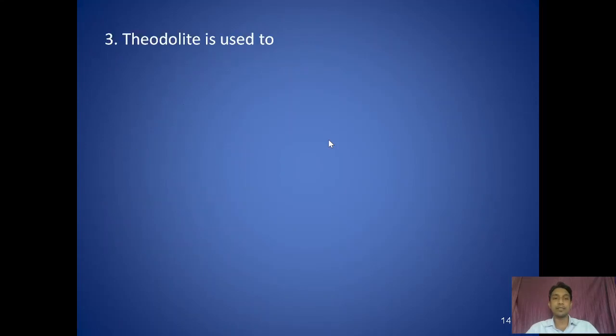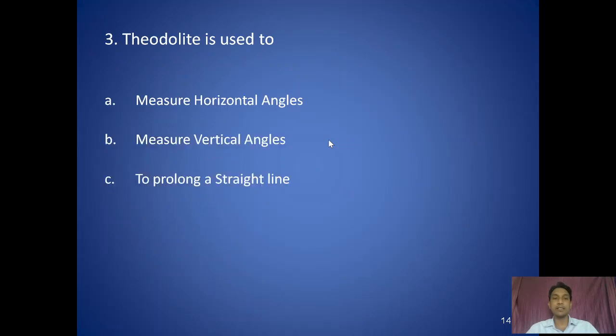The third quiz question: theodolite is used to measure horizontal angles, measure vertical angles, to prolong a straight line, all the above. We have studied in part 1 that theodolite is a combination of dumpy level, prismatic compass and clinometer. So the uses of prismatic compass, clinometer and dumpy level will all be uses of theodolite, and there are some advanced uses also. In this question you can see use number 1 measure horizontal angle, use number 2 vertical angle, use number 3 to prolong a straight line. These all are the uses of theodolite.